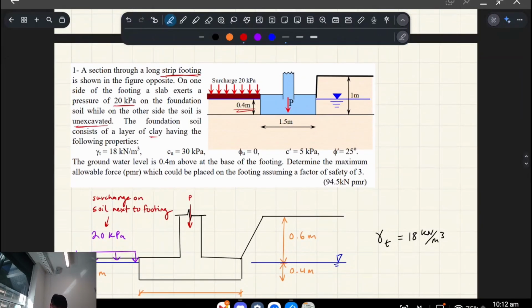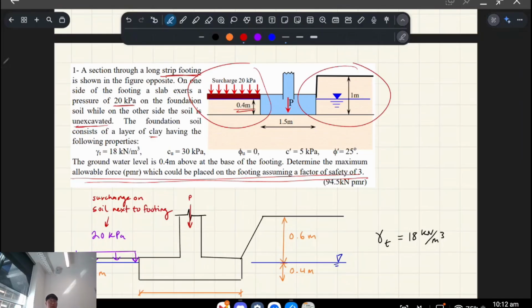Determine the maximum allowable force which could be placed on the footing, assuming a factor of safety of 3. So you basically have a footing, right? And then there's 2 sides of this footing that they show. So you have to consider 2 different loading scenarios, and you're designing for whichever one's worse, the one on the left or the right.